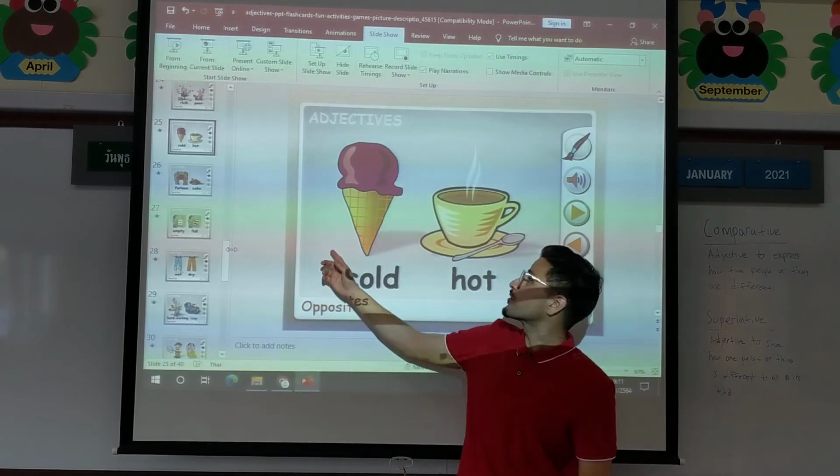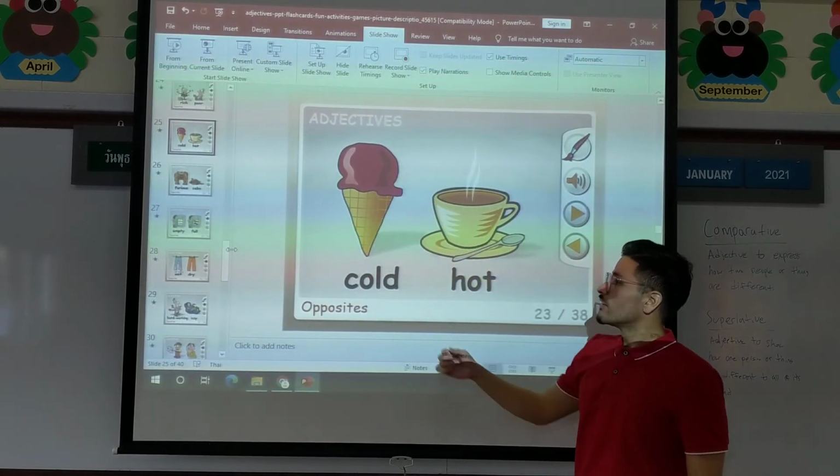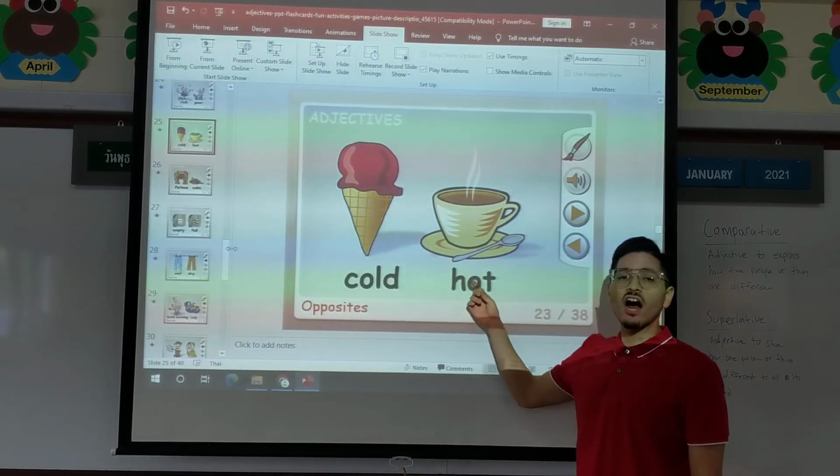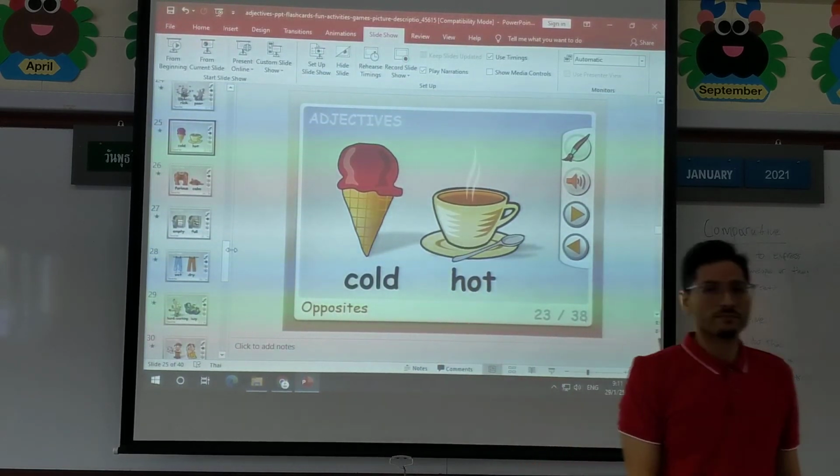Now we have an ice cream cone and some coffee. The ice cream cone is cold, and the opposite is hot. The coffee is hot.